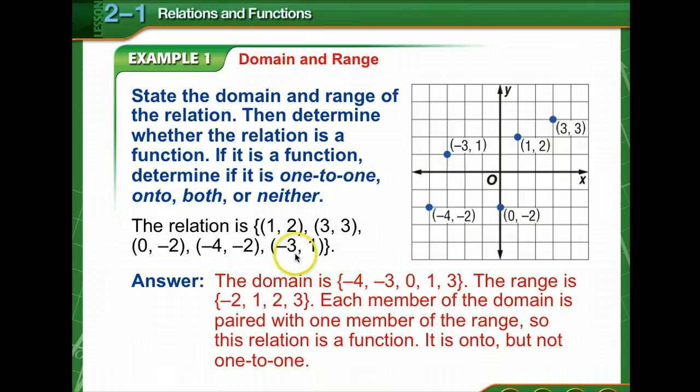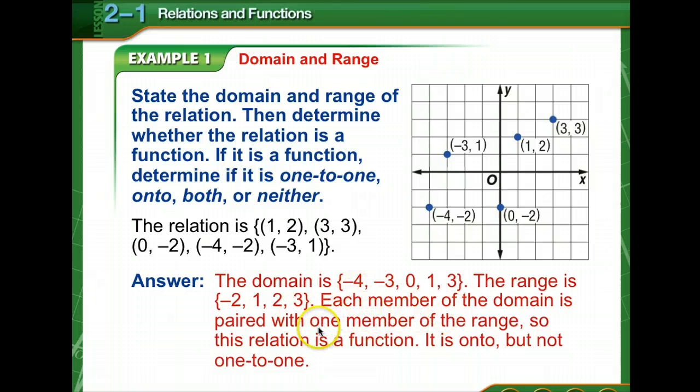Now the domain is just all those x values, and we're going to list them in least to greatest order. So negative 4, negative 3, 0, 1, 3. Those are all the x values that are in this relation. And the range is all the y values that are in the relation. And if there's one listed more than once, you only list it once when you're stating the domain and range.